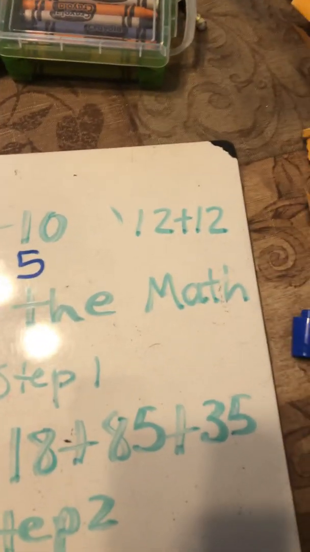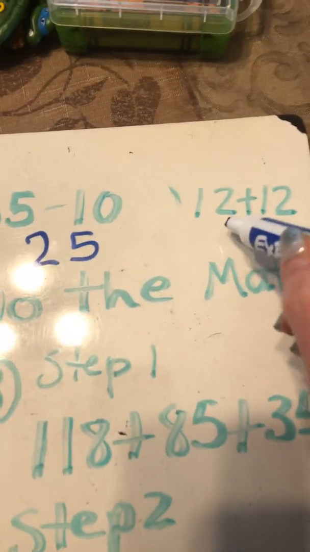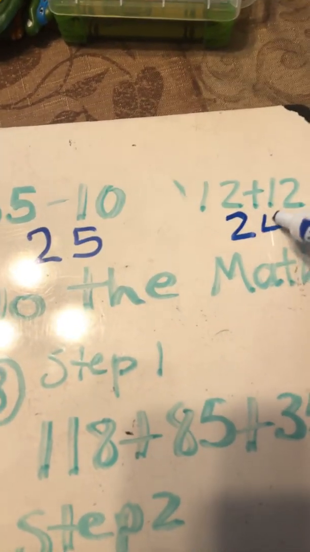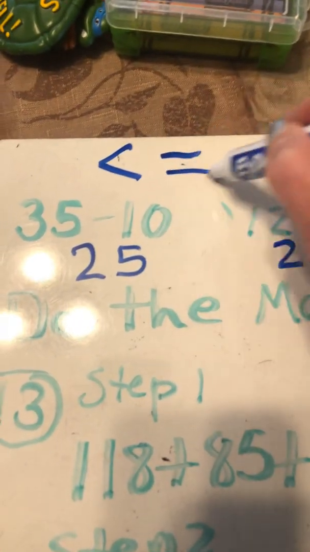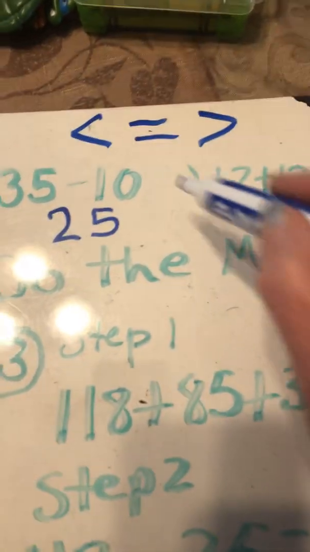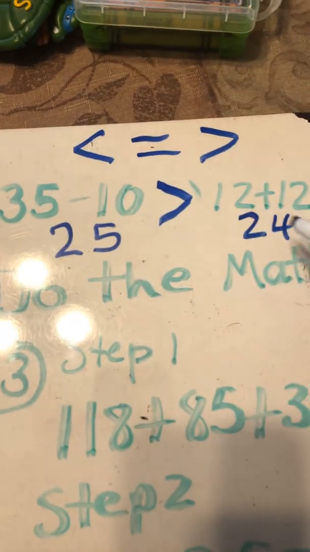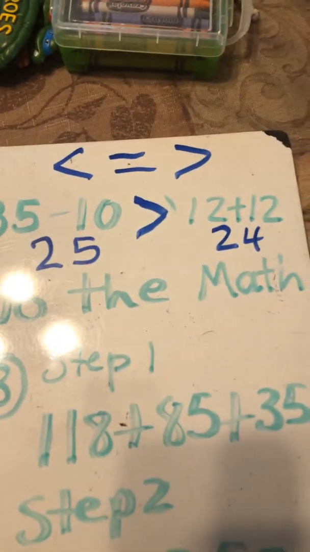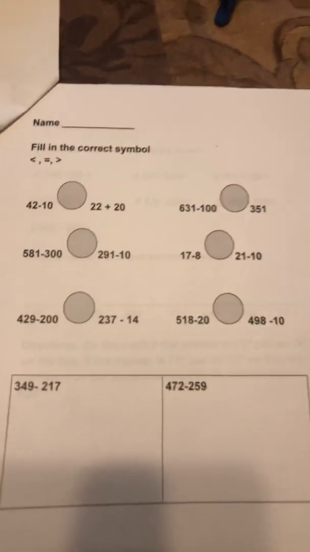What's 12 plus 12? It's a double. If you said 24, that is correct. So am I going to put the less than, the equal to, or the greater than? Now that I've done the math, I know that this one, 35 minus 10, is greater than 12 plus 12. So you got to do the math for these.